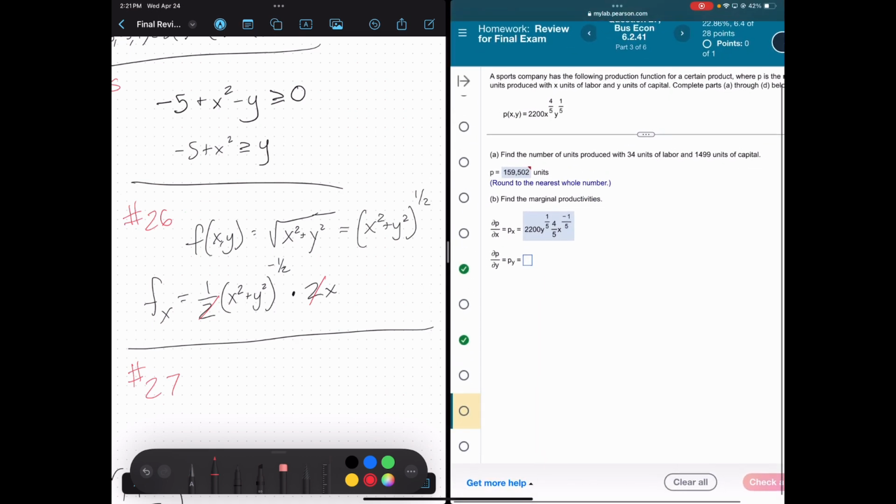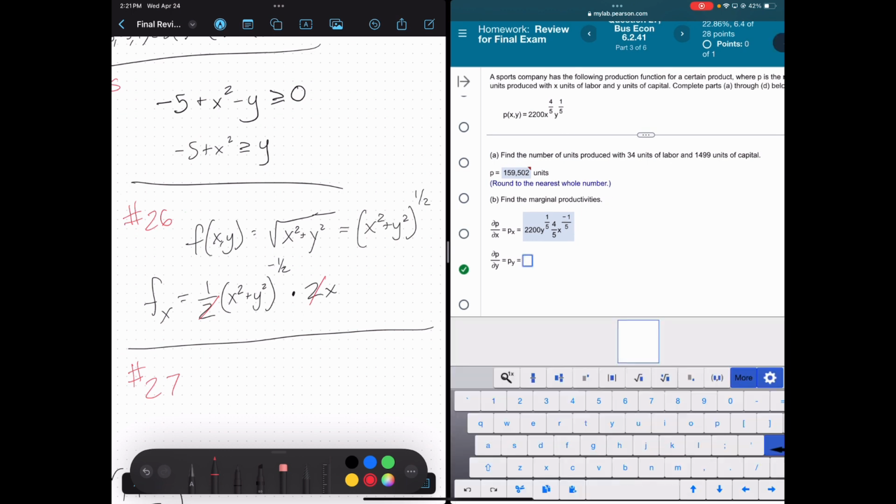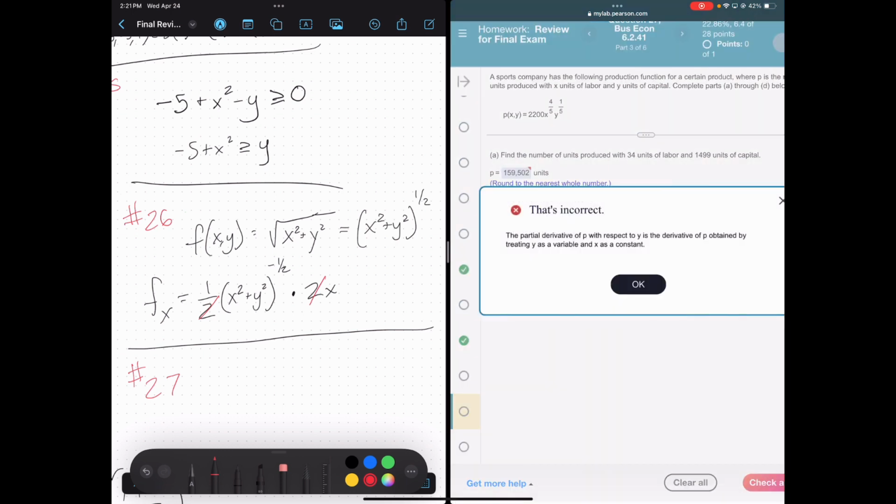Okay. Partial in terms of y is going to be very similar. But I'm going to skip past it. I'm pretty sure it's 5. It's not? No, it is.